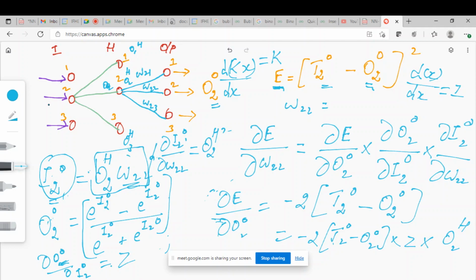So in the real world, there will be neural networks with hundreds of hidden layers. Then you can just imagine how lengthy this chain rule will become, right? So that's the whole story here.